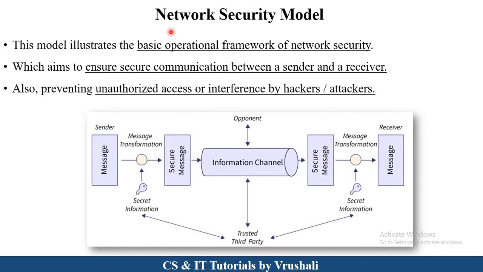Now the next topic is the network security model. See here, this is a diagram of the network security model. This is the basic operational framework of network security. The aim of this model is to provide secured communication between the sender and the receiver, and your message and information are protected from hackers and attackers. So let's discuss this model in detail.